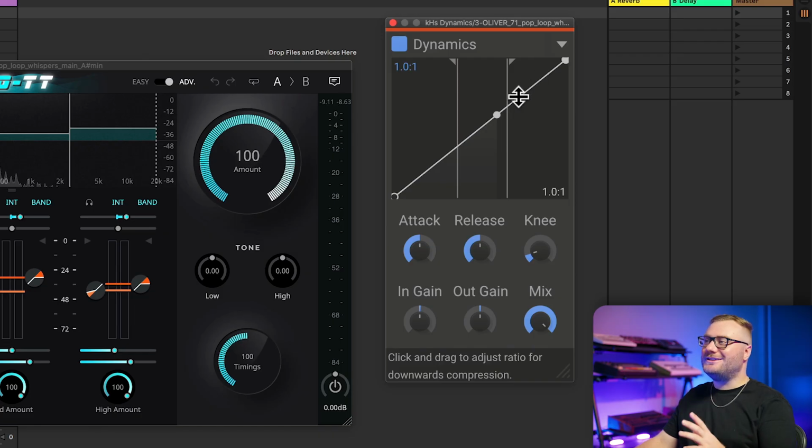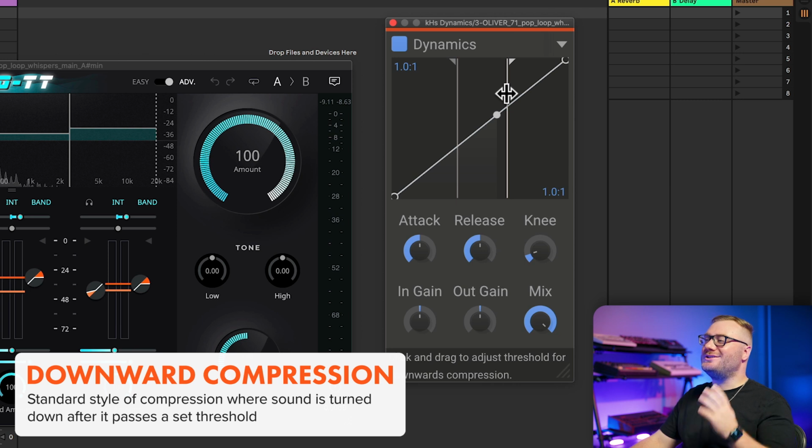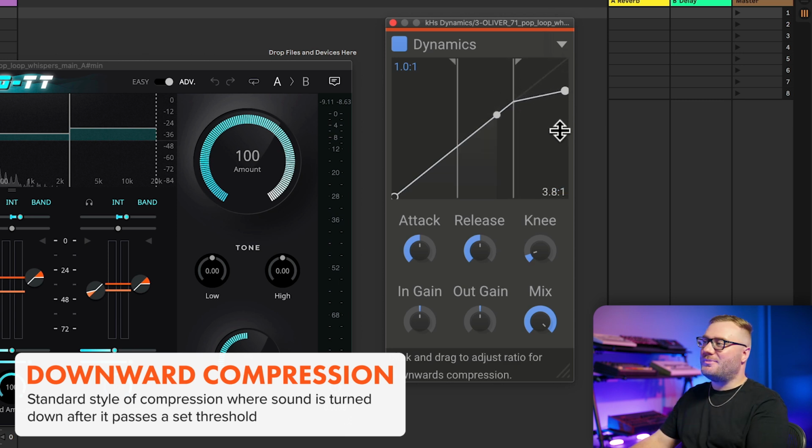I like to look at the Kilohertz Dynamics plugin to help understand what's going on here visually. So downward compression is your standard style of compression. This is when you set a threshold and the signal goes above that threshold, it gets turned down by a set ratio.